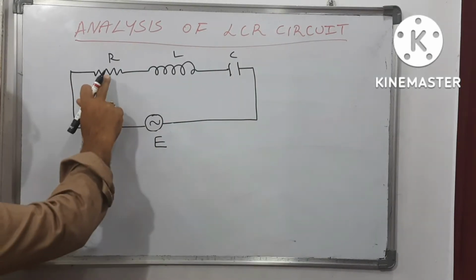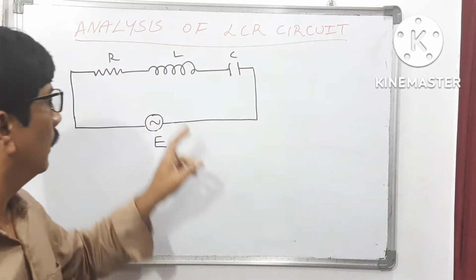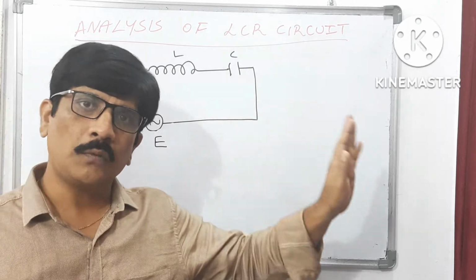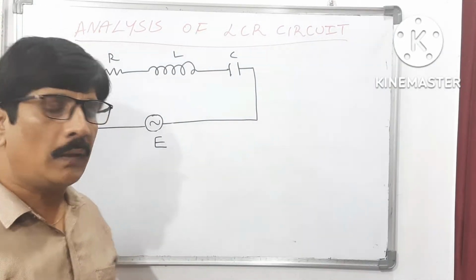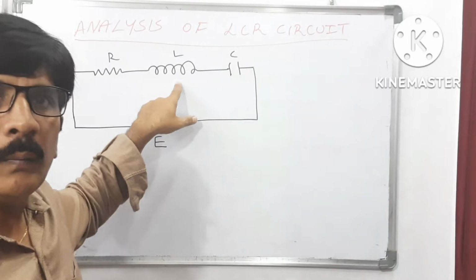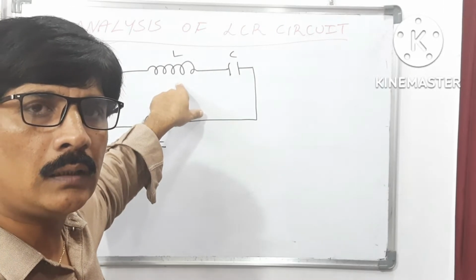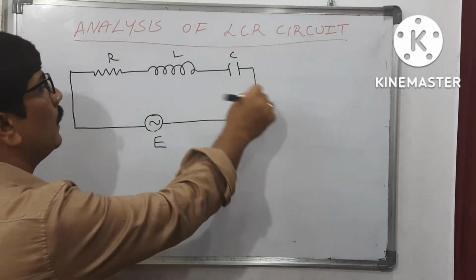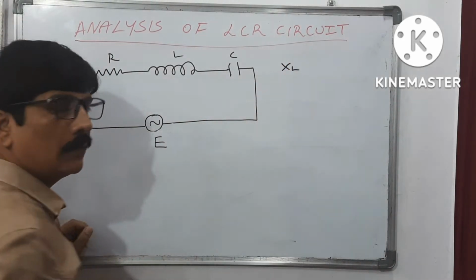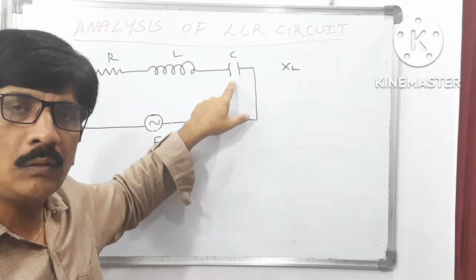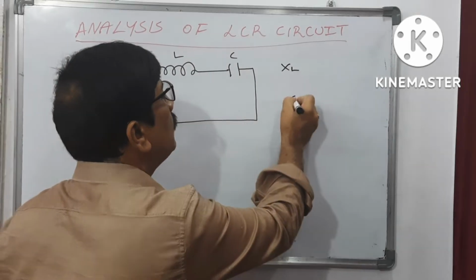Now, here resistor opposes the electric current, inductor opposes the electric current, the capacitor also opposes the current. This opposition offered by the resistor to the electric current is called resistance. The opposition offered by the inductor to the electric current is called inductive reactance, which is denoted by XL. Then the opposition offered by the capacitor to the current is called capacitive reactance.